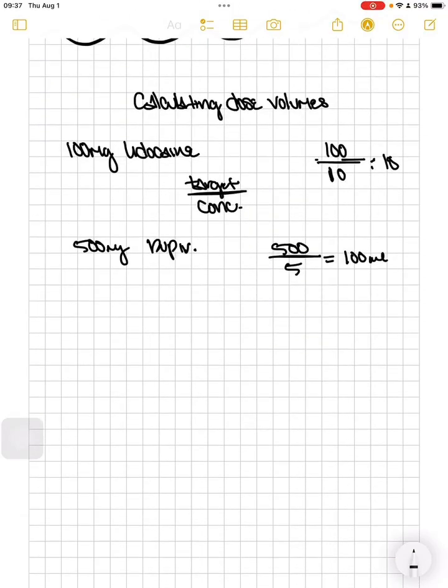Keep in mind that if you do this calculation once for the vial you have, don't assume that every time you're making lidocaine 100 milligrams, it's always going to be 10 mgs, because lidocaine 2% also exists. That's 20 mgs per mil. That's a different concentration. So you need to divide your target by the concentration you actually have. There are different strengths of different drugs that come in different vials, so pay attention to what you actually have. That's what you're going to divide by.